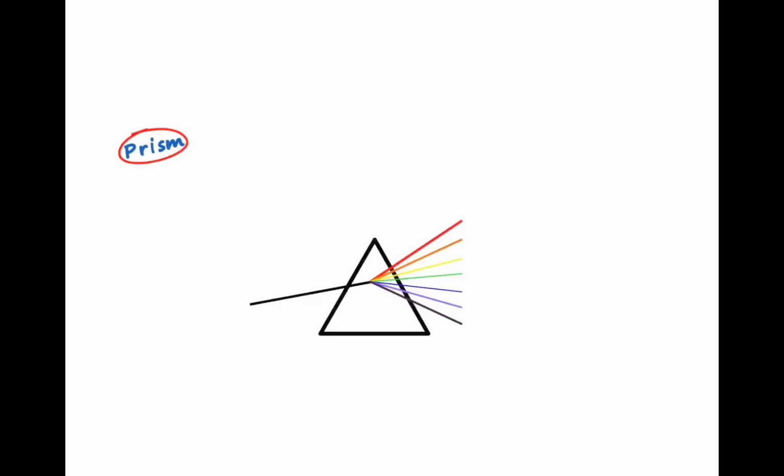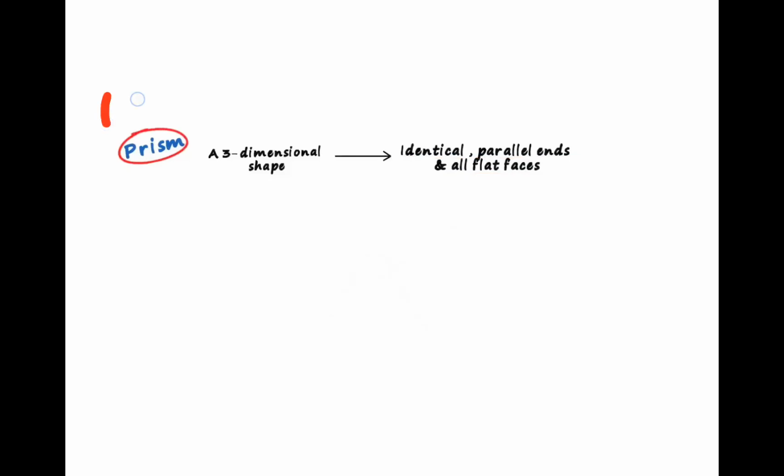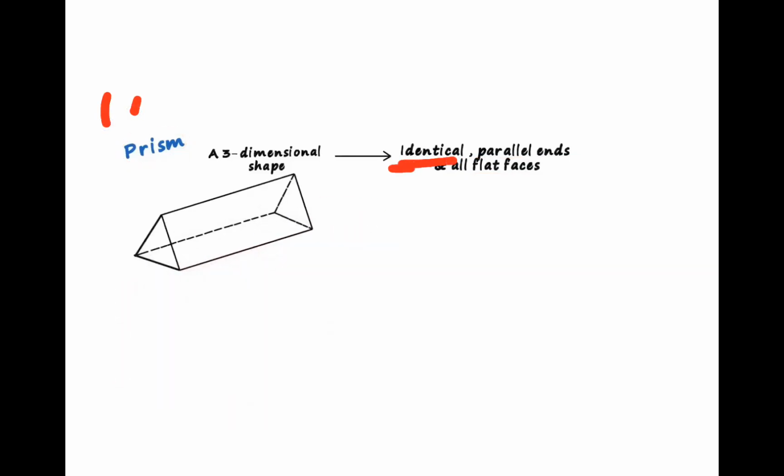So here, the first characteristic I told is that it should be a 3D optical element. Remember, this is a very important thing. Then next, a prism should have identical and parallel ends. It is a three-dimensional shape which has identical and parallel ends. This is very important. So identical and parallel ends, as you are seeing here.